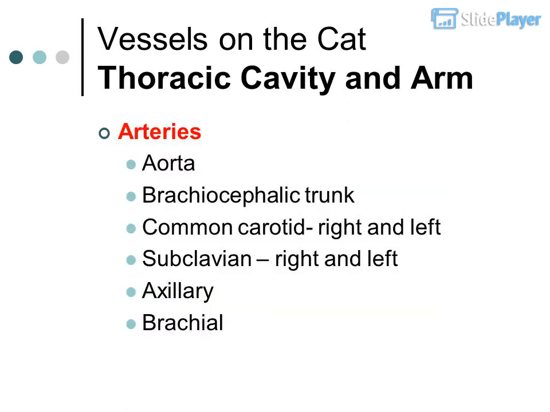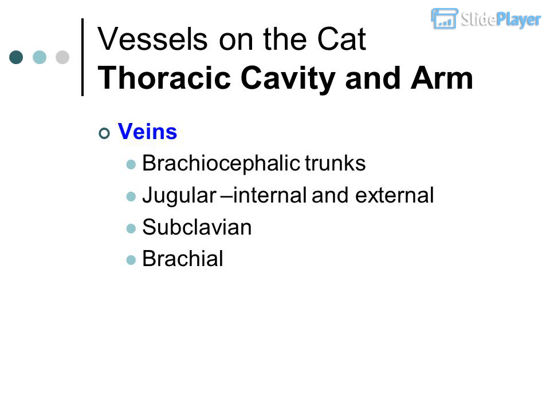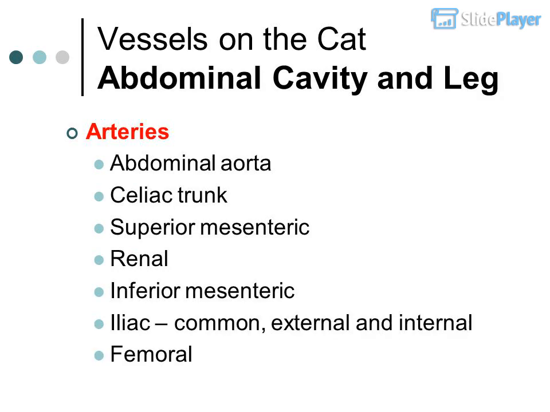Vessels on the cat thoracic cavity and arm. Arteries: aorta, brachiocephalic trunk, common carotid right and left, subclavian right and left, axillary, brachial. Veins: brachiocephalic trunks, jugular internal and external, subclavian, brachial.